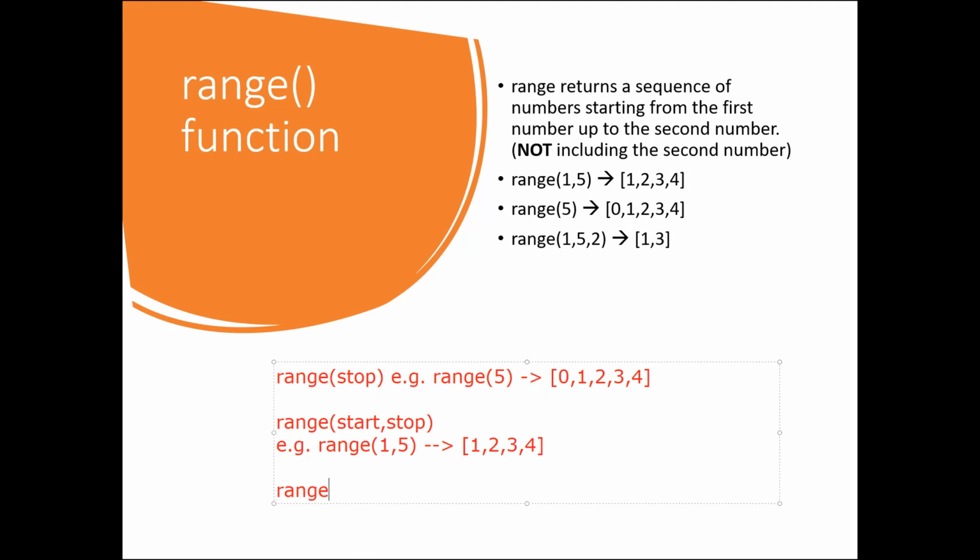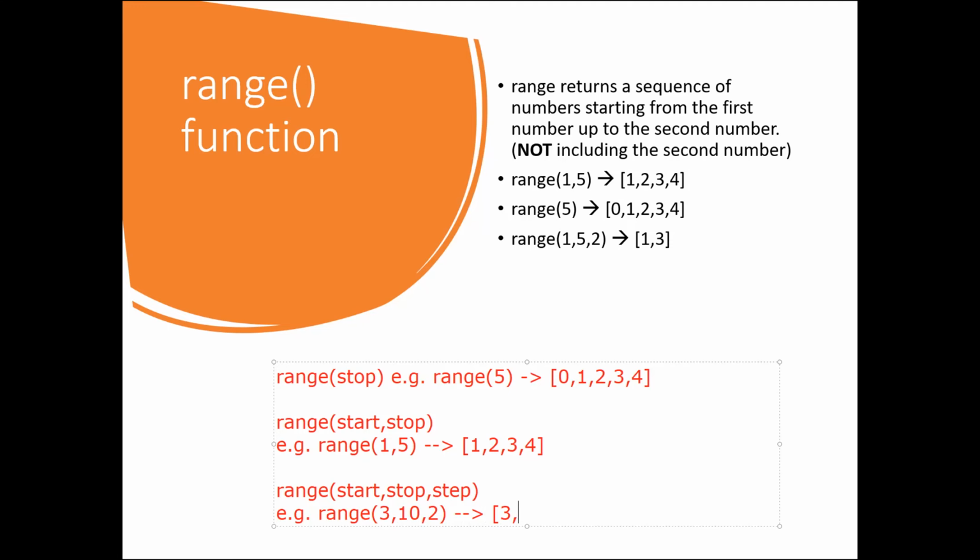If you have three values, then you have start, stop, and step. Let's say range: start with 2, goes up to 10, step is 2. Now let me say start with 3, goes up to 10 with a step of 2. So you start with 3, then stop is 10, it goes up to 10, not including 10, with the step of 2.